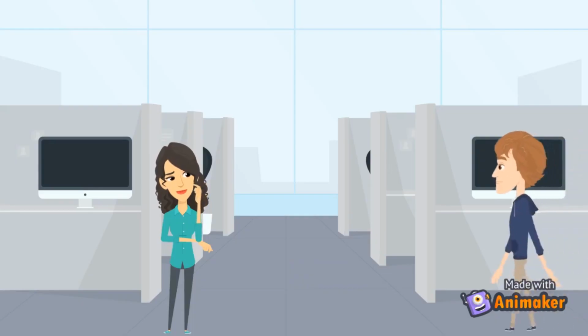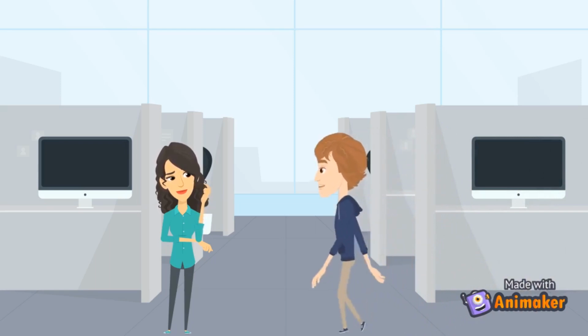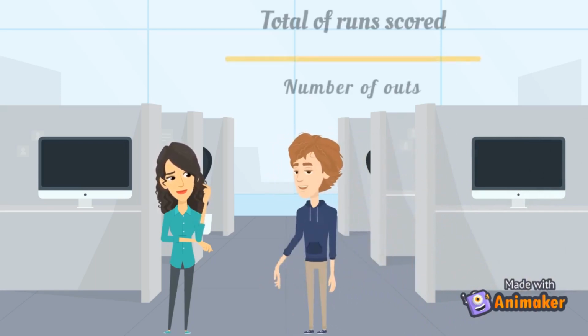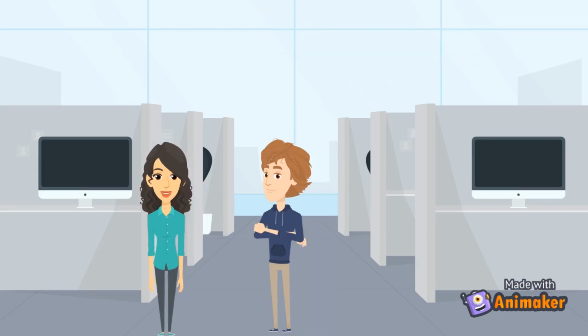What has happened? Actually, in cricket, batting average is calculated in a different manner. It is the total of runs scored divided by the number of outs. According to this incident, cricketers' batting average gives a false impression due to the way it is calculated. So this is an example of misuse of statistics.